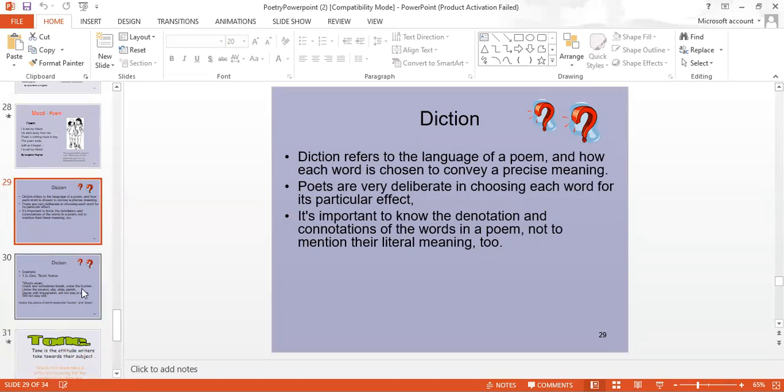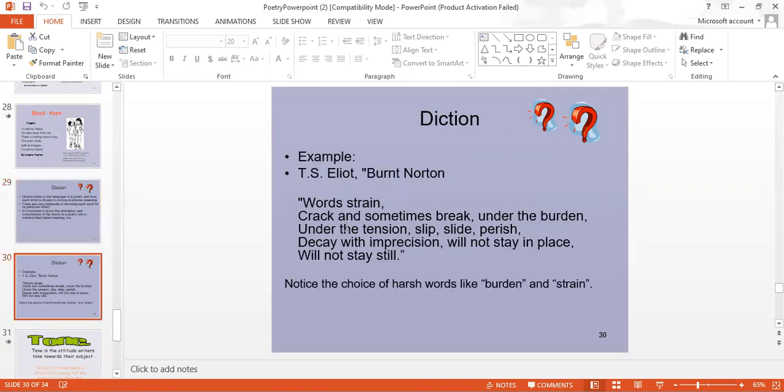And then let's read this as an example. Words strain, cracks and sometimes break under the burden, under the tension, slip, slide, perish, decay, the imprecision, will not stay in place, will not stay still.